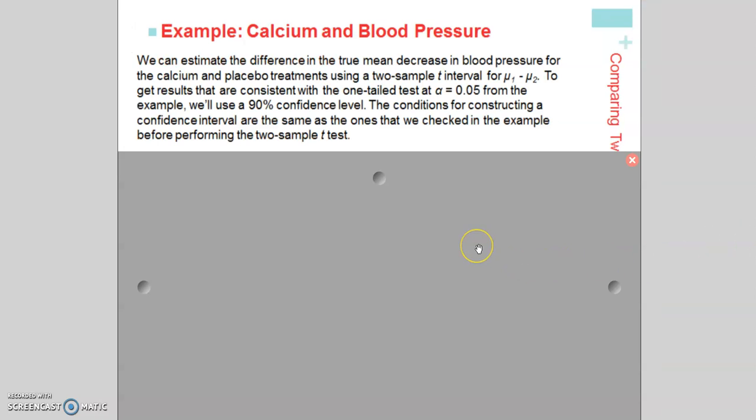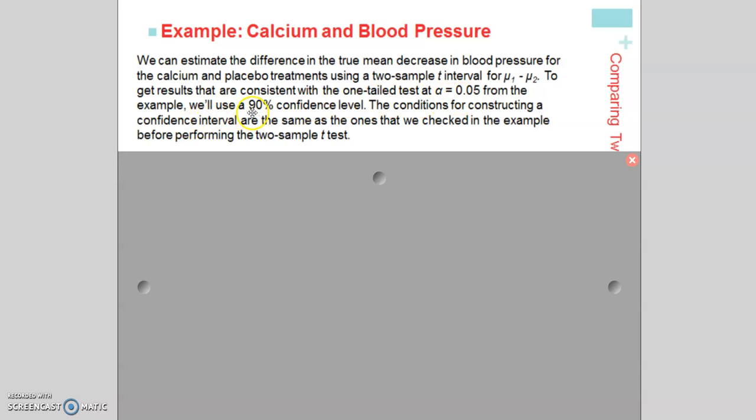So we're going to think back to the example from yesterday about the calcium and the blood pressure. Feel free to go rewatch that example or look at your notes. But basically, we can estimate the difference in the true mean decrease in blood pressure using a two-sample t interval. Yesterday we did a two-sample t test for this. We're going to do a two-sample t interval for mu1 minus mu2 to compare it to the results we got with our test. However, yesterday we did a one-tailed test at the 5%, or 0.05, significance level.